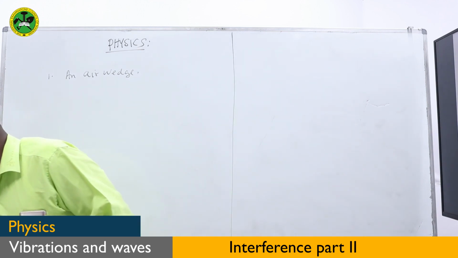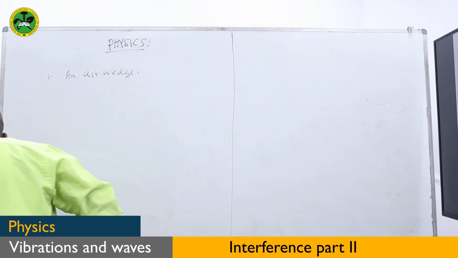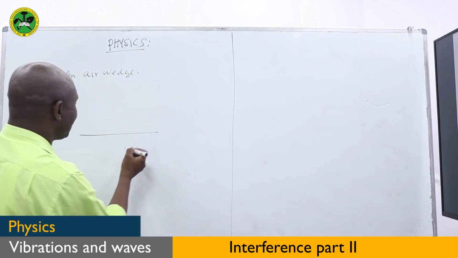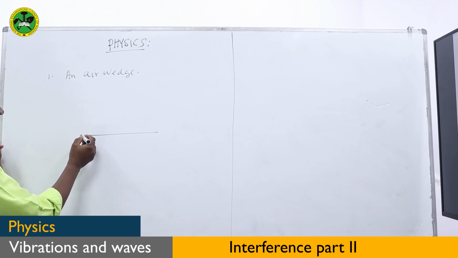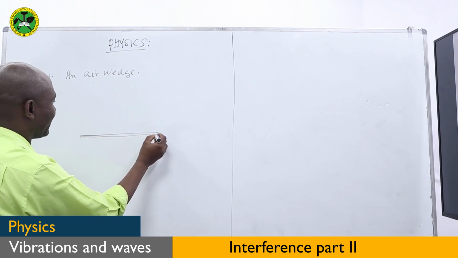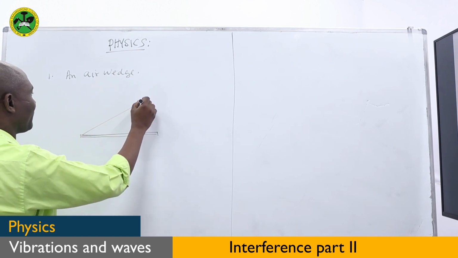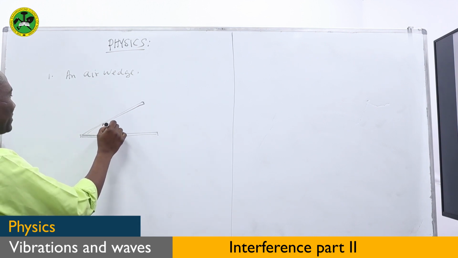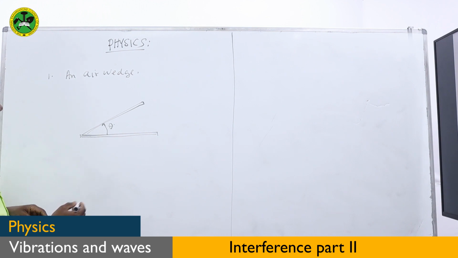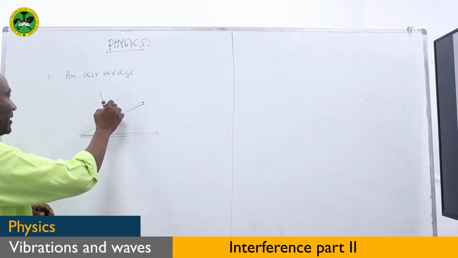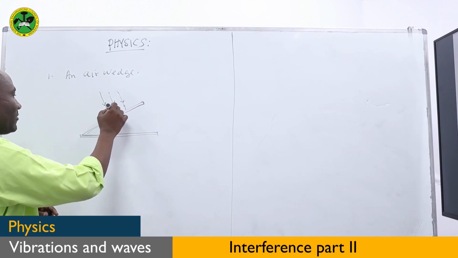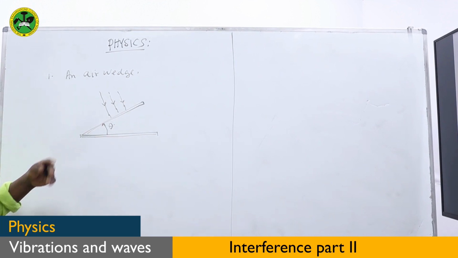So by drawing here on the board, this is the lower plate on the surface. And then we have the top plate here. So the angle here is theta. The light is coming here. This is the light falling on the plates. And we discussed this now.